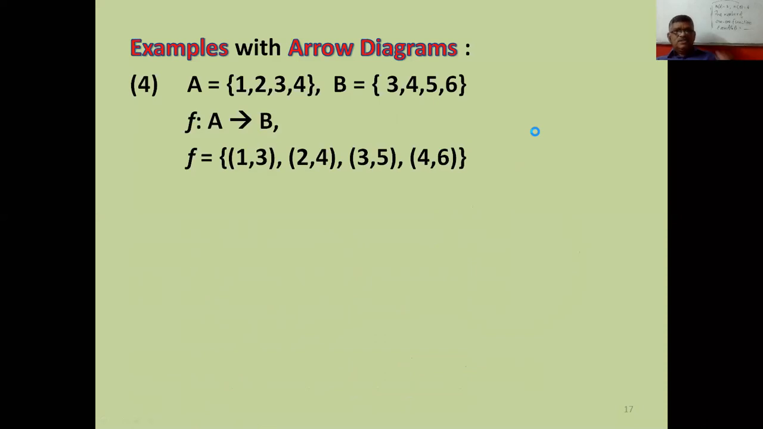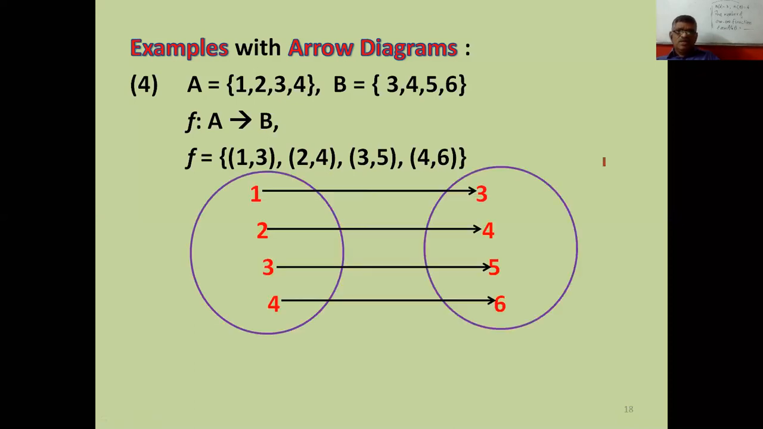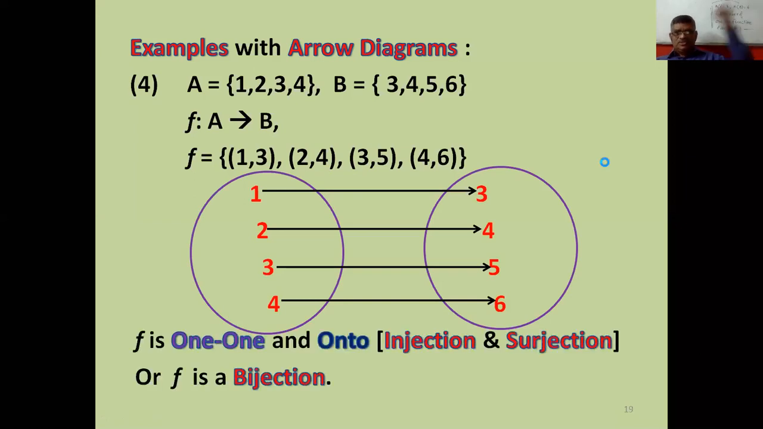Okay, what about this? 1, 3, 2, 4, 3, 5, 4, 6. Is there any element having more than one image? I mean, any 2 elements having the same image? No, 3 is not repeated. 3, 4, 5, 6 all are here. It is 1-1 and onto. It's a bijection.